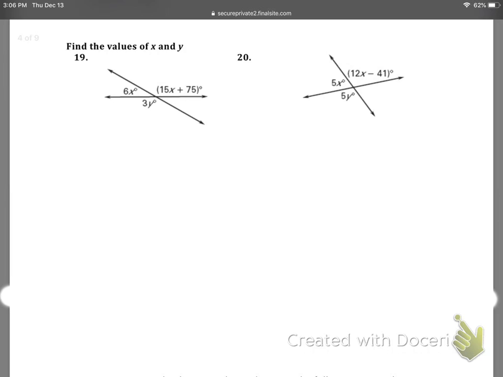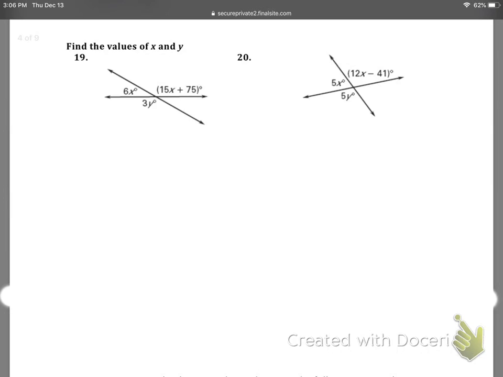Alright, so on this page we have 2 problems. So we're going to focus on 19 first. So when I look at those 2 problems, I see that I have 2 variables. I have x's and I have a y. So I can't solve a problem if I have an x and a y in one equation. I can only solve a problem if I have x's in that one equation. So let's see what we can figure out.